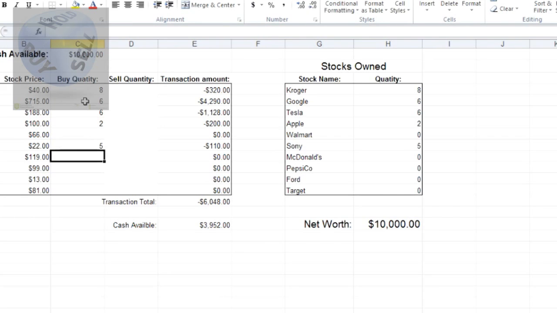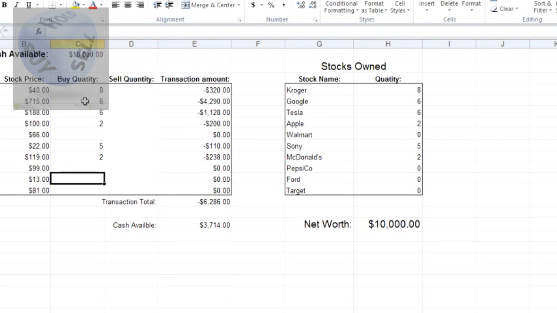Sony, pretty cool company. They make some good computers, have some good movies, stuff like that. Then I have McDonald's. I occasionally will stop by McDonald's, so I'll get some there. PepsiCo, I'm a fan of Coke. Don't like it so much. Frito-Lay's, there are things they don't own.